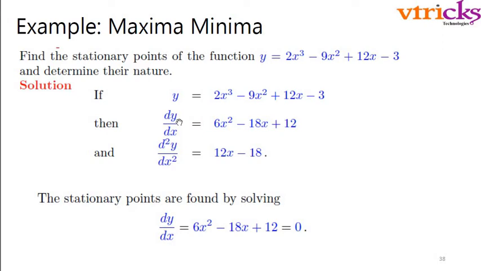Find out dy by dx, that is your first derivative. We will get 6x squared. Now 9 2s are 18x plus 12. Now to find the stationary points, first we have to equate this first derivative to 0. So the stationary points are found by solving dy by dx is equal to 0. So put this here, we can take out a 6 common and we will have x square minus 3x plus 4 is equal to 0.